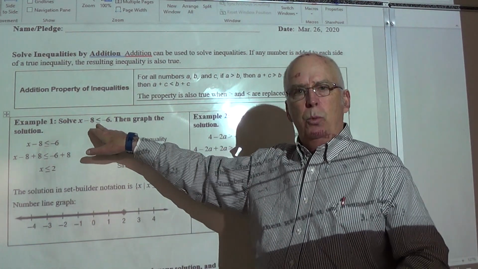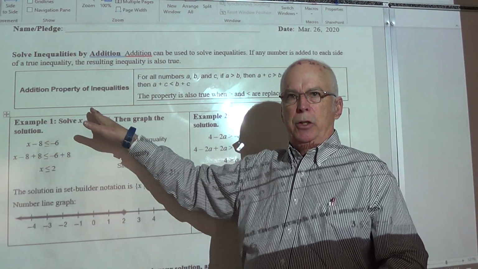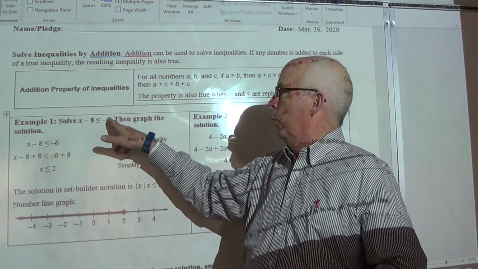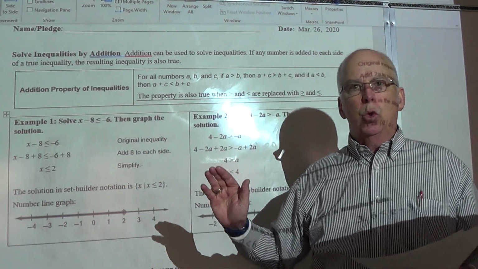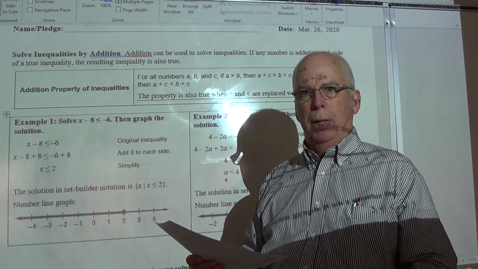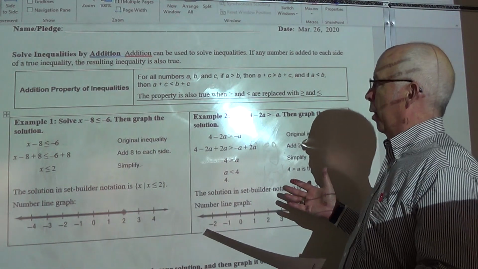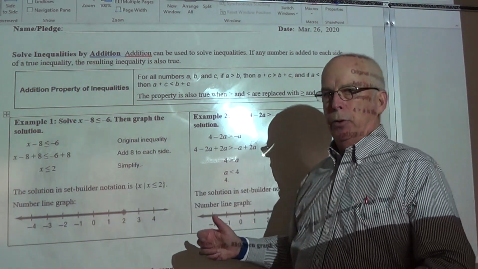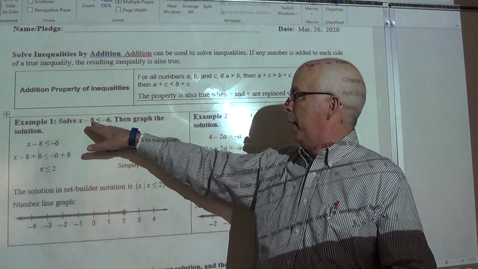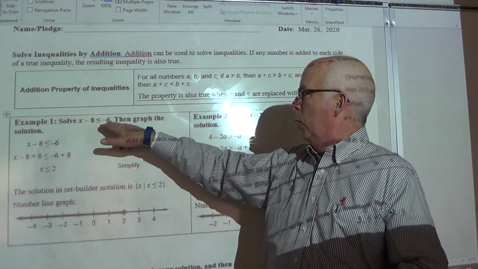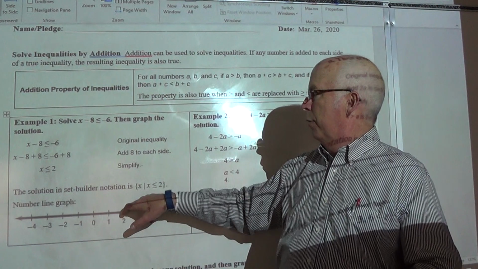But instead of having an equal sign in this equation, it's an inequality. It's not equal to each other. But we're going to move stuff back and forth across that and just treat it like it was an equation, applying almost the exact same property. I'm going to use the example so I don't have to turn my back to you, but it says solve the equation x minus 8 is less than or equal to negative 6, and then graph the solution.